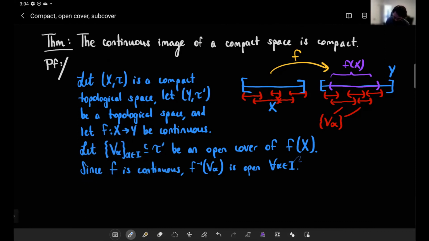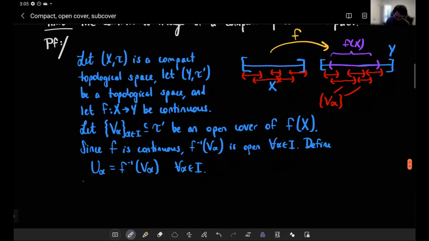So let's say this. Let's define U alpha to be the preimage of V alpha. Then this collection, these pullbacks, I could call them, well, they have to be open, because preimage of open is open. That's what we just said. So they're in tau. And I'll say it's an open cover of X.